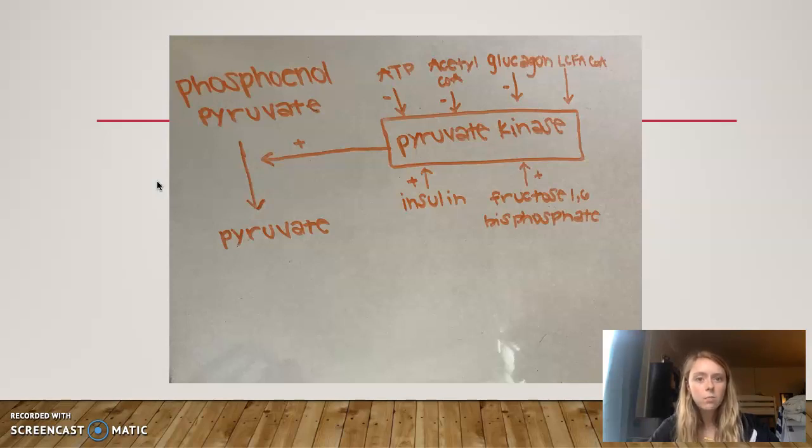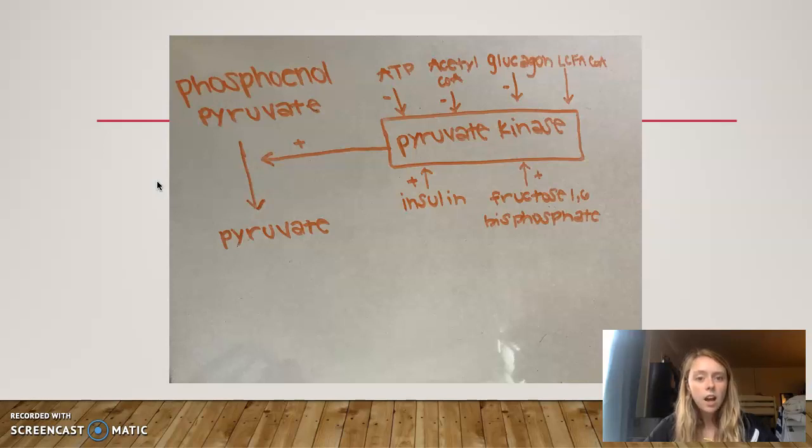Acetyl-CoA is kind of the same reasoning. After pyruvate is created, it can be converted to acetyl-CoA. So when you have a lot of acetyl-CoA, you don't need that to happen, so you don't need pyruvate to be created. To explain glucagon, I'll first explain insulin.